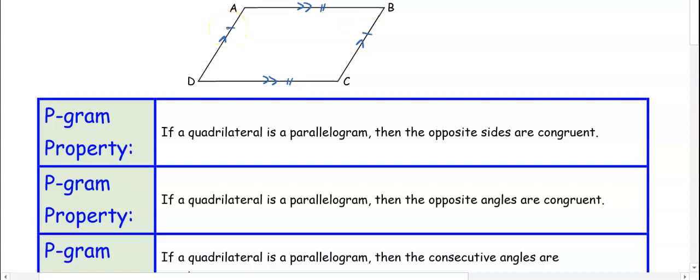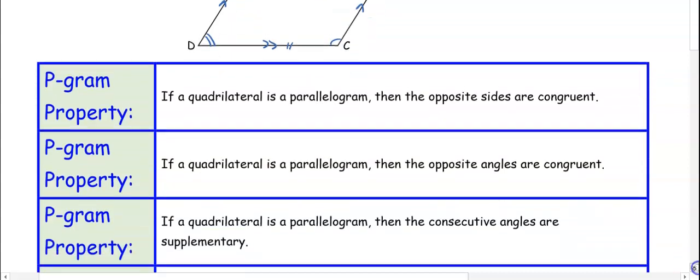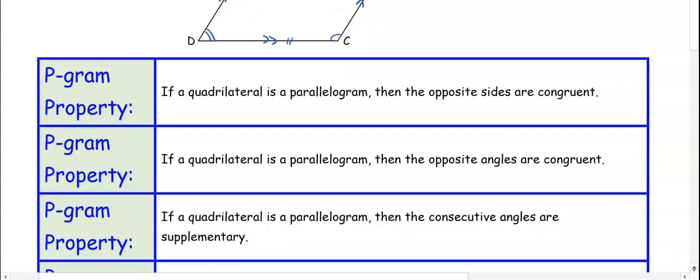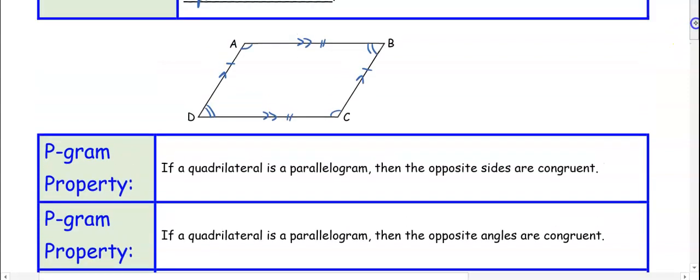If a quadrilateral is a parallelogram, then the opposite angles are congruent. The consecutive angles are supplementary, which means that the angles next to each other are going to add up to 180, and this has to do with the same side interior angles with our parallel lines. And last, the diagonals bisect each other. So if we have diagonals, they are bisecting them into two congruent parts. They are not all four parts going to be equal though.